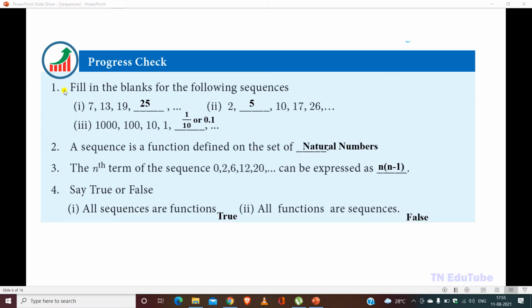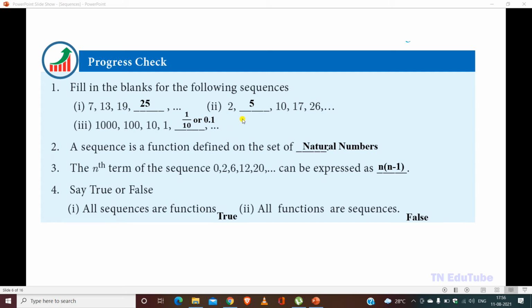See the progress check. Fill in the blanks for the following sequences. The first one is 7, then next 13, then 19, etc. So what is the answer in the dash? The next number is 25. You have to subtract 13 minus 7. You get 6, isn't it? 19 minus 13, you get again 6. So you have to add 6 to this 19. So in the dash you get 25.